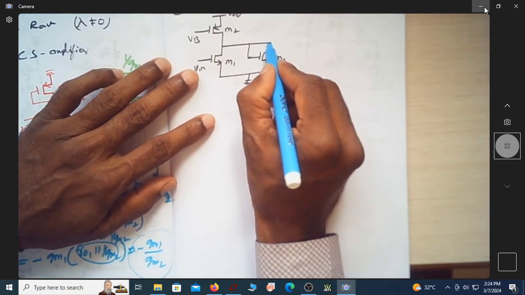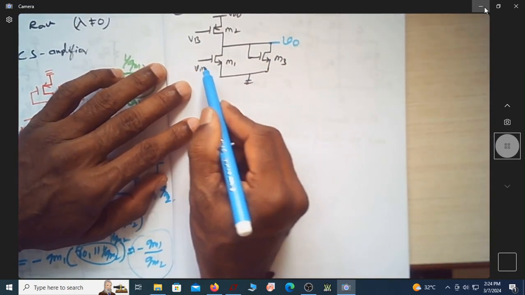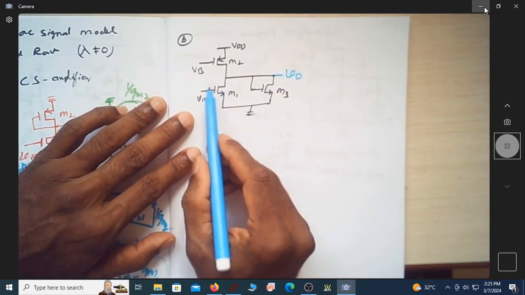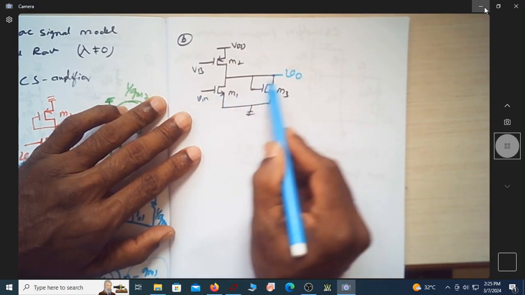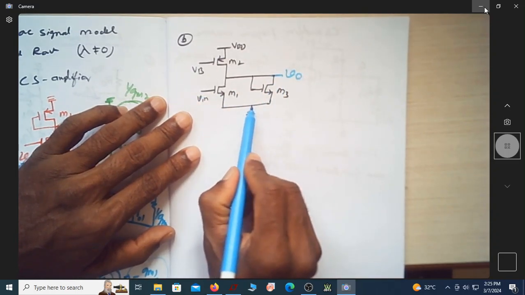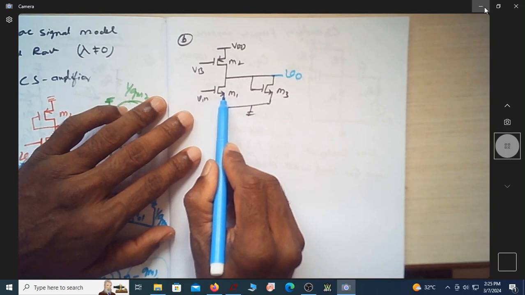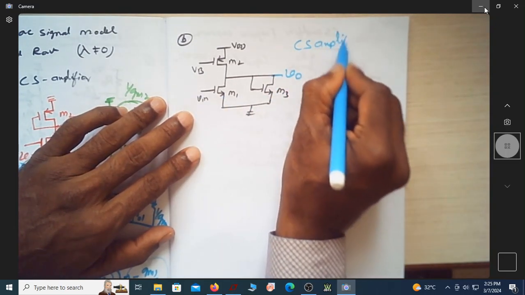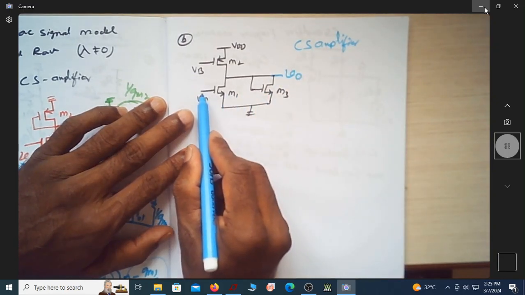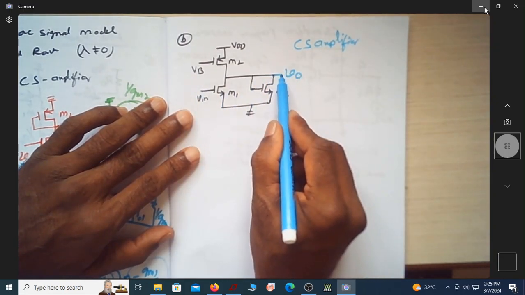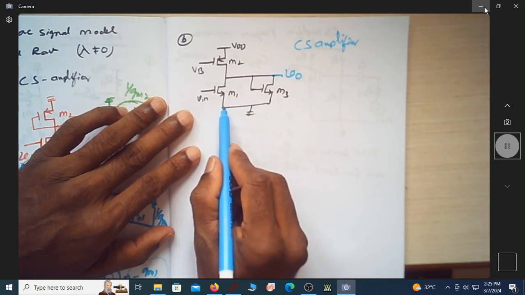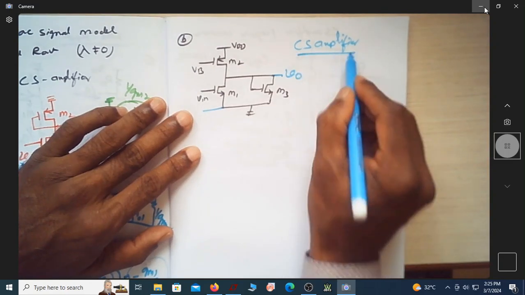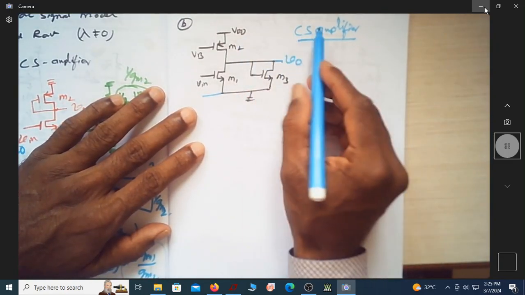Okay, let us try to do it for this. This is your input terminal, this is output. Since input applied and output measured are with respect to the terminal which is the source of this main transistor, this is also a CS amplifier. Let me repeat. You are applying the input voltage and measuring the output voltage with respect to a common terminal, which is in this case the source. So that's why it is a CS amplifier.